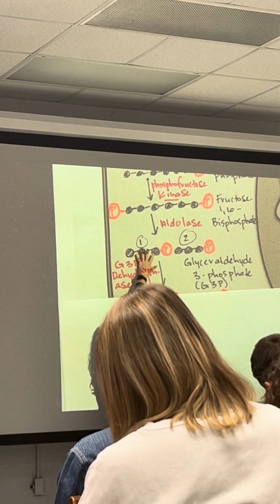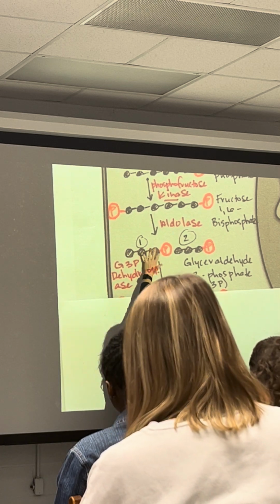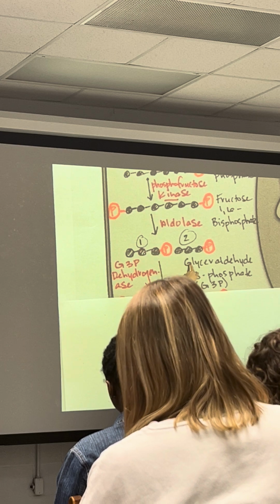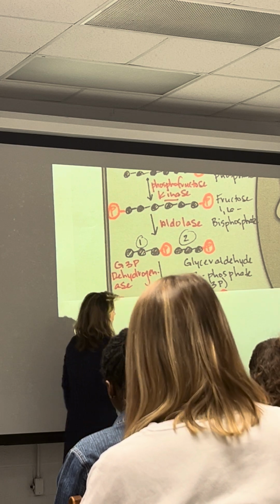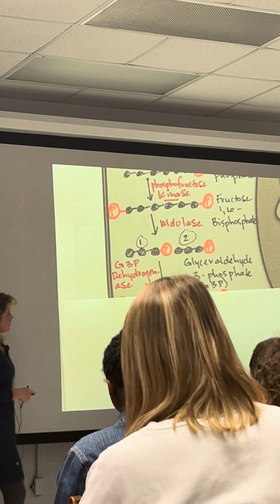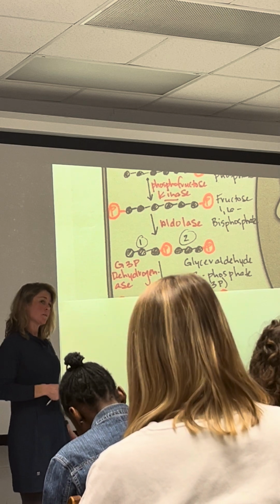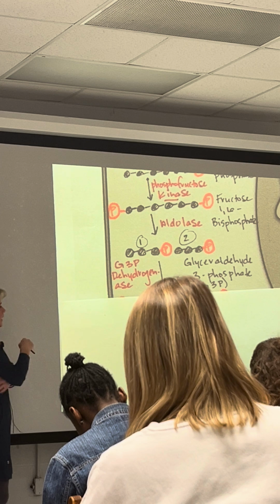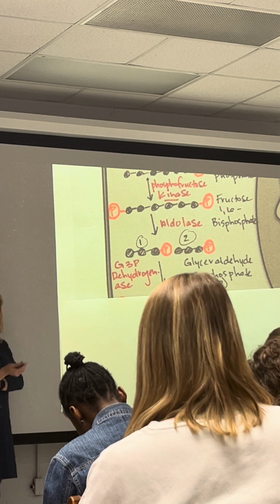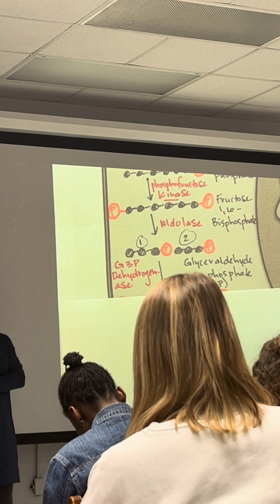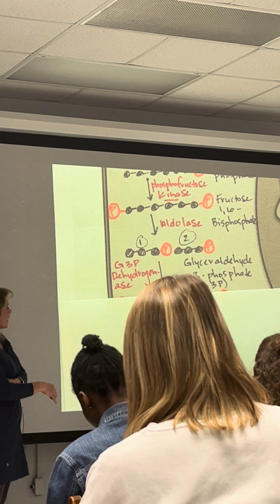These 2 molecules, 3 carbons each with a phosphate, look like the same molecule. These are called G3P, glyceraldehyde 3-phosphate. The 3 tells you which number carbon it is on, the 3rd carbon. Glyceraldehyde 3-phosphate. Much easier to abbreviate as G3P.